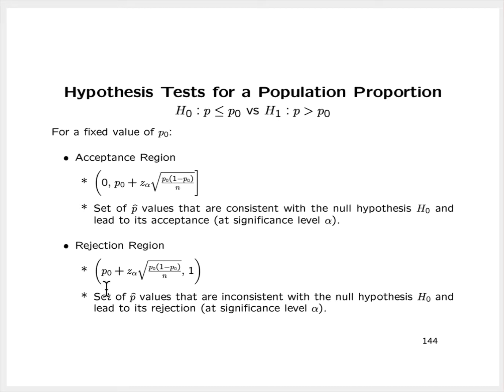Values of p hat that are on the interval from p naught plus z sub alpha times the square root of p naught times 1 minus p naught over n, up to 1. These are values of p hat that are inconsistent with this null hypothesis, and therefore lead to its rejection at a significance level of alpha.